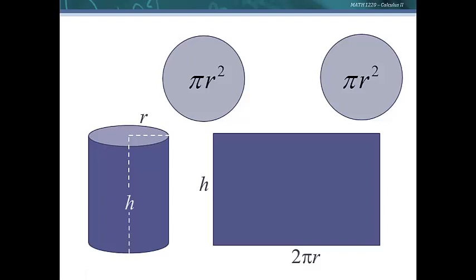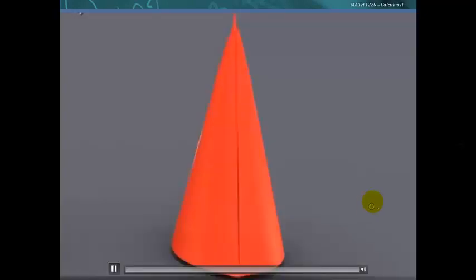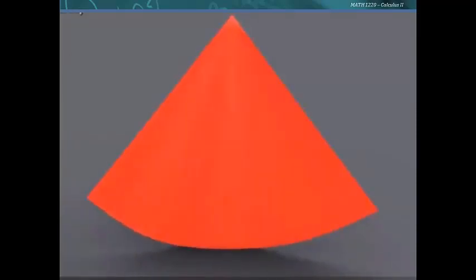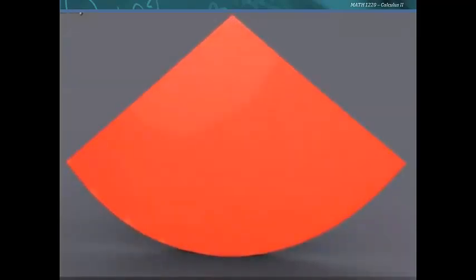Well, let's consider if we had a cone of radius capital R and slant height right here, also called lateral edge L. If we take this cone and unwrap it to see what it looks like, we're going to split it here and unwrap it, and as we do that we see that the material it would take, the surface area of this cone, is actually the sector of a circle.